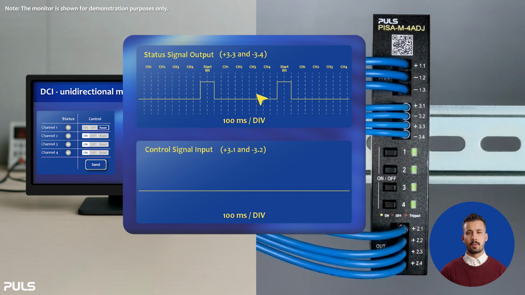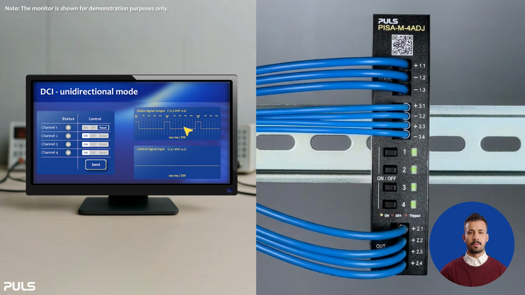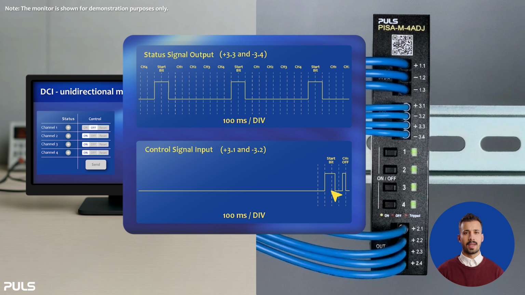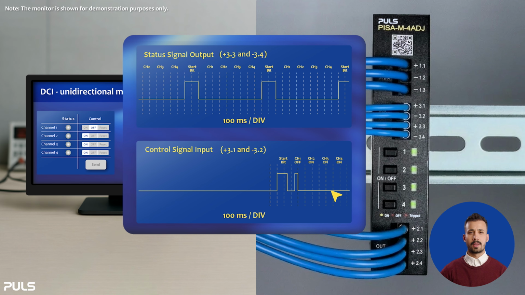To switch to bidirectional mode, we need to send a control sequence to the PISA-M. When commands are sent from the PLC to the PISA-M, they are transmitted as a separate control sequence. For example, if we set channel 1 to off, we can select this directly on the monitor. At this point, the command has only been selected. It is not transmitted immediately. The new command sequence is sent only when we press send. This control sequence consists of a start bit, followed by the command information for the individual channels, and ending with a stop bit. Its total duration is 1200 milliseconds.